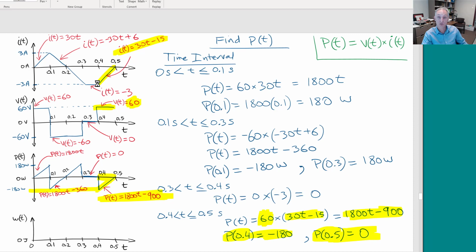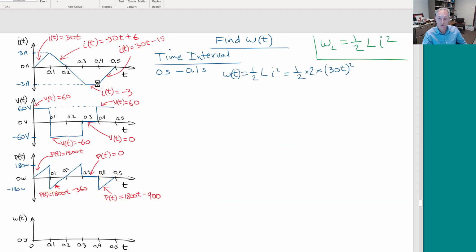Okay. So let's go on to energy. So energy, we're going to use 1/2 Li squared. Okay, so that's a really important formula. So we're going to use that one.